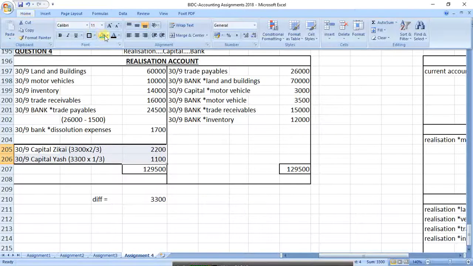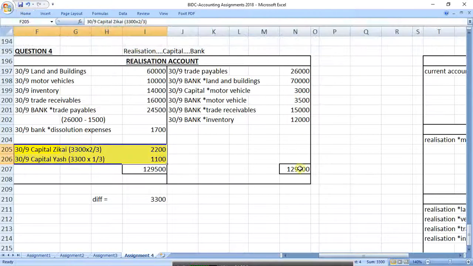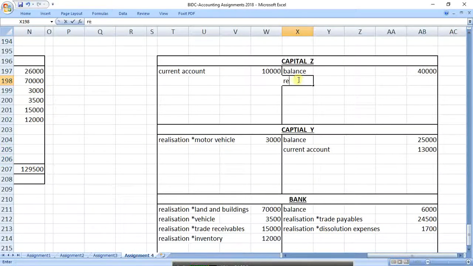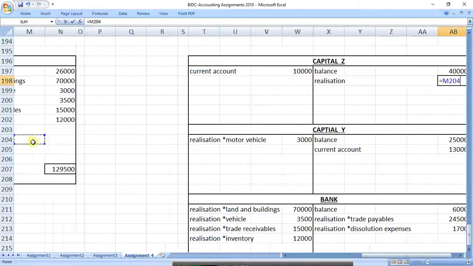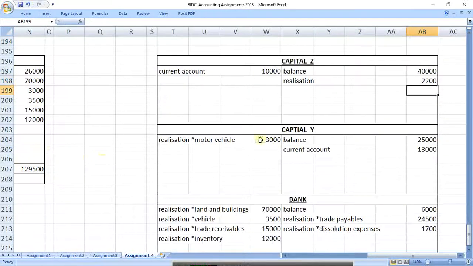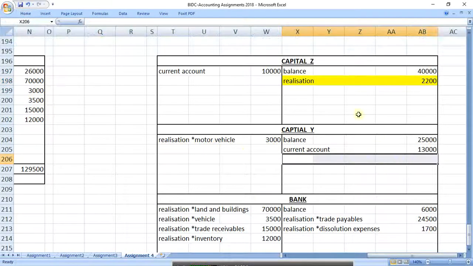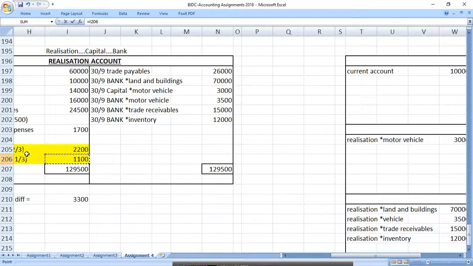What does that do to the partnership? The partners' equity increases, so that's a debit. In their respective accounts, you're going to have credits. So in Z's account, you would have had realization. Z got that amount. And the same thing for the other partner, realization, they got that amount.